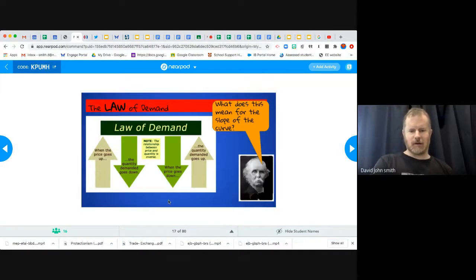So there it is, the law of demand. And our friend Alfred Marshall, who was one of the originators of the maths behind the demand curve. All right. So as we say here for the curve, what are we talking about with regards to the slope? The demand curve is downward sloping because it's an inverse relationship. So therefore, it is downward sloping. If you've got price on the vertical axis and quantity demanded on the horizontal axis, then the curve is going to be downward sloping.